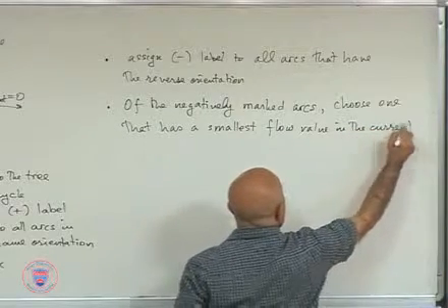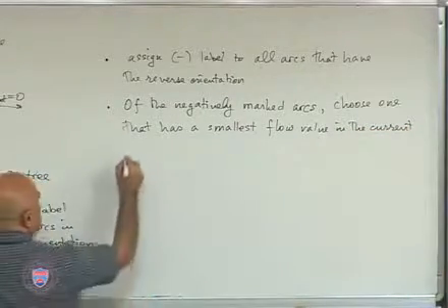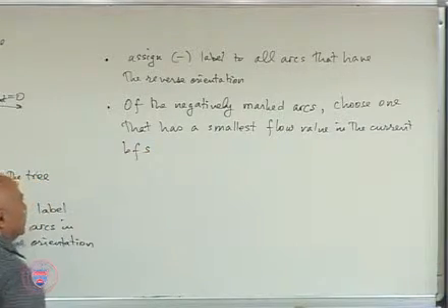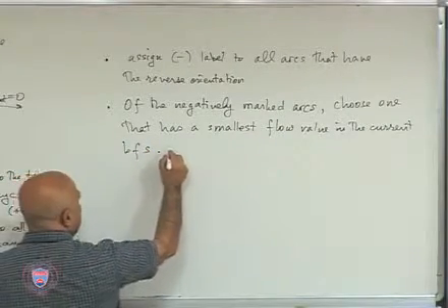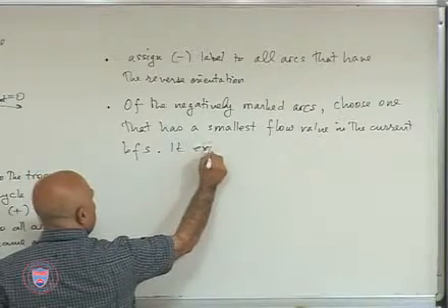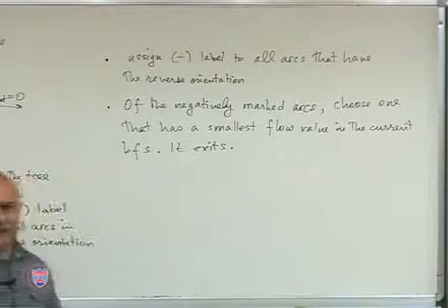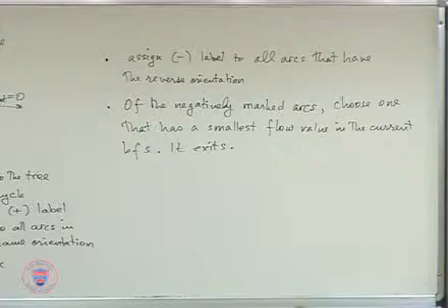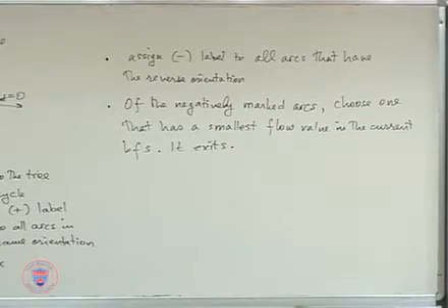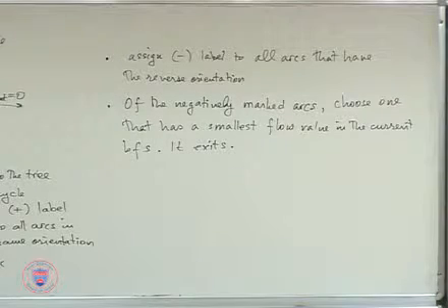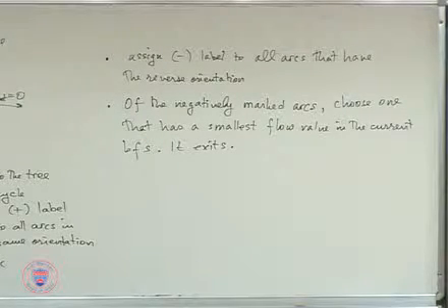The arc that has the smallest flow value in the current basic feasible solution is the one that exits. If you have ties, just pick one. In which case, of course, you will end up with a degenerate basic feasible solution in the next one, because simultaneously they will go down to 0, but only one of them will be basic.